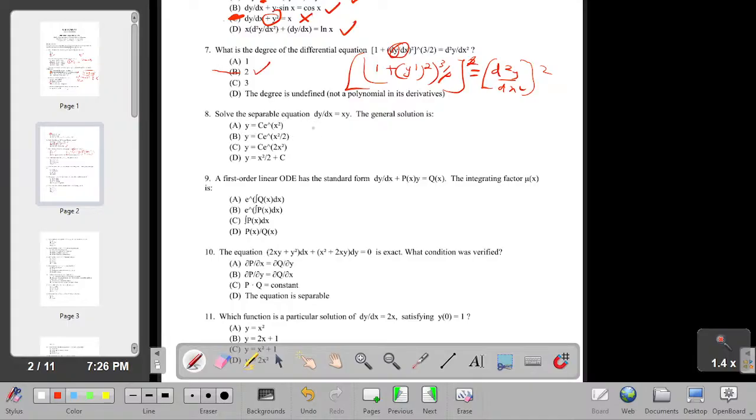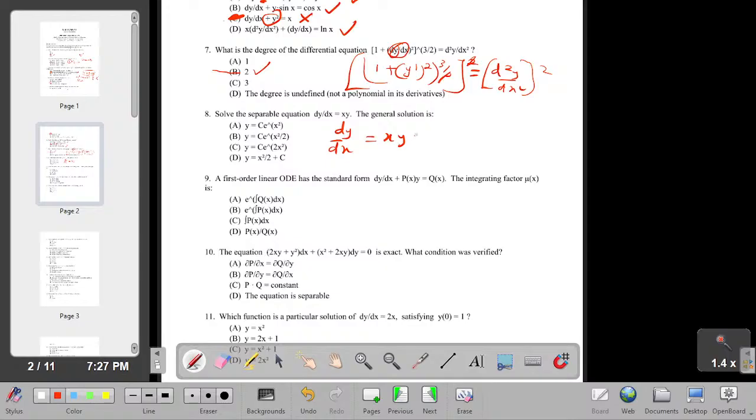Solve the separable differential equation. This is the general solution. What's the answer for this? So we solve something here. You have dy over dx is equal to xy. A separable differential equation is solved simply by separating variables. Wherever you have y, you should have all the y terms attached. Wherever you have x, you should have all the x terms attached.